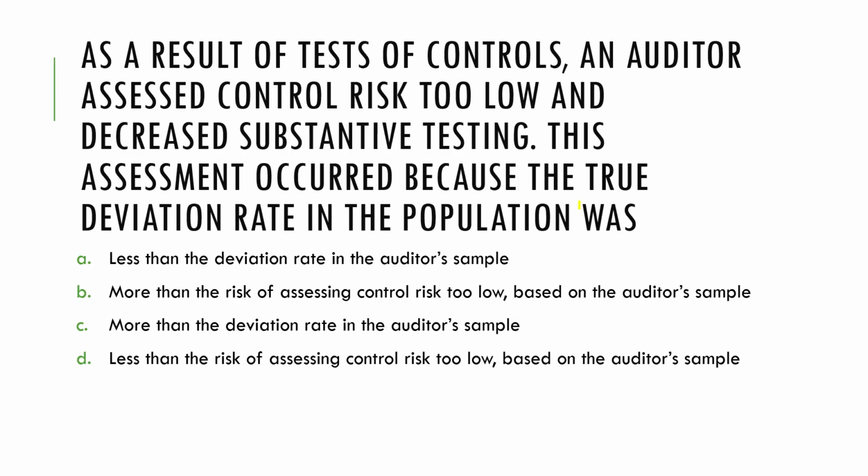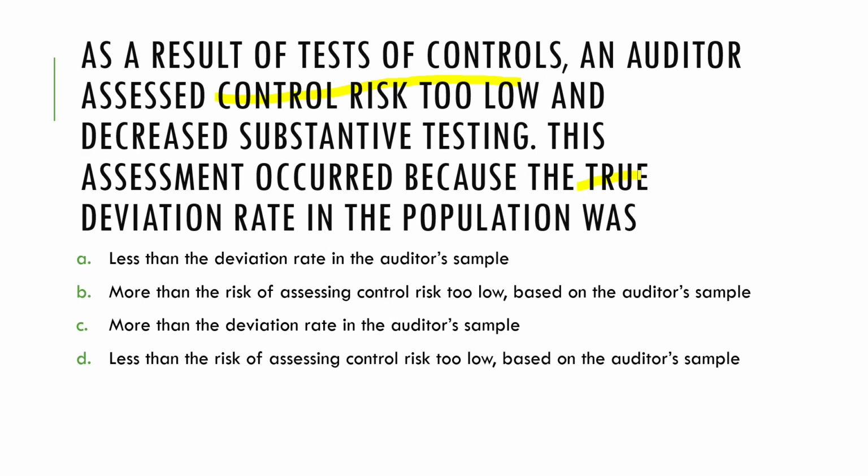As a result of test of controls, an auditor assessed control risk too low. By assessing control risk too low, that means the auditor decided to rely on the controls. But the truth is the controls are not reliable. Because the auditor over relied on the controls, the auditor decreased substantive testing. This assessment occurred because the true deviation rate in the population was, again, you relied on the unreliable. That means the true deviation rate has actually breached.